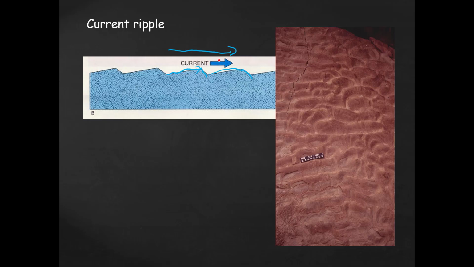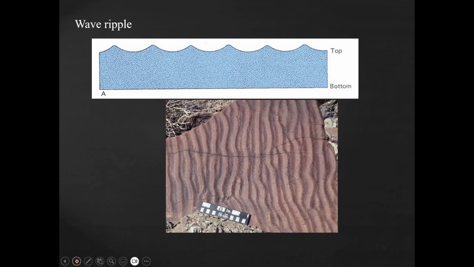Now on this picture right here, we can tell this here is the long side, short side, long side, short side, long side, short side. So what was the direction of the current? Remember, it's always the long side which shows it, so it was going like this. That was the current. Okay, the next slide shows you wave ripples.